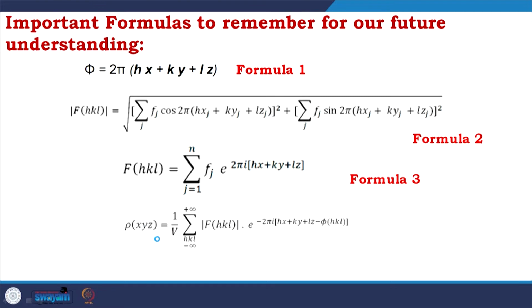which is about the structure factor. The fourth formula is about electron density: rho(x,y,z) equal to 1 by V, summed from minus infinity to plus infinity, of F(hkl) e to the power 2 pi i (hx + ky + lz) minus phi(hkl).